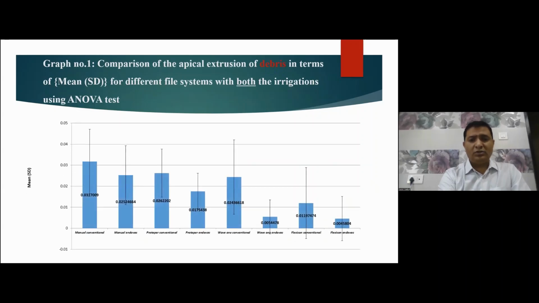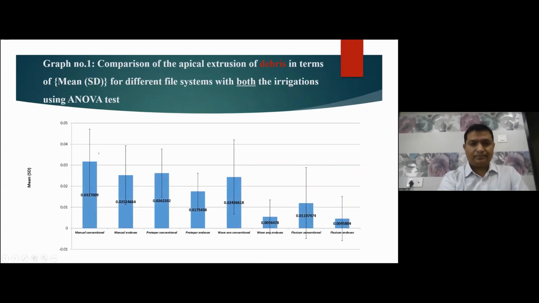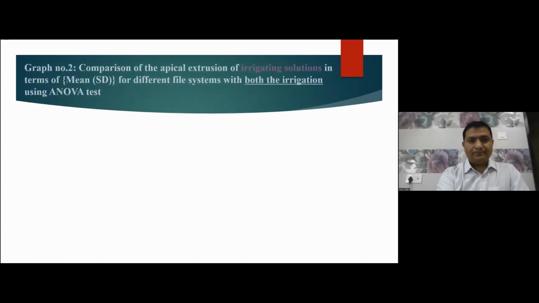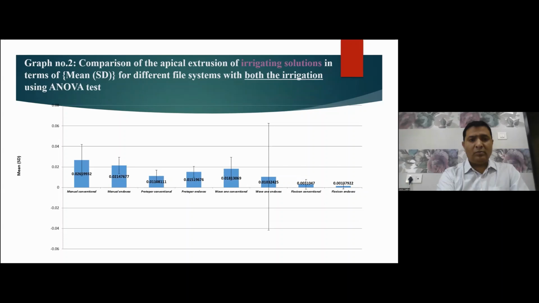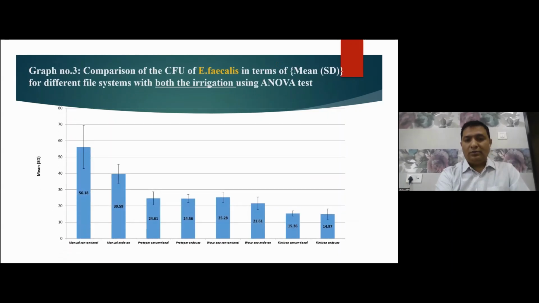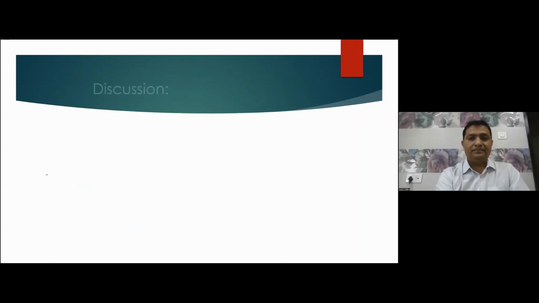Graph 1 clearly shows there is a maximum amount of extrusion of debris with manual instrumentation. Group 2 shows the maximum amount of irrigating solution obtained in manual instrumentation, and group 3 shows the least with Flexicon EndoVac irrigation.